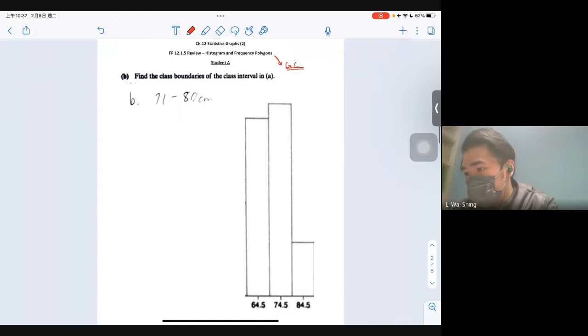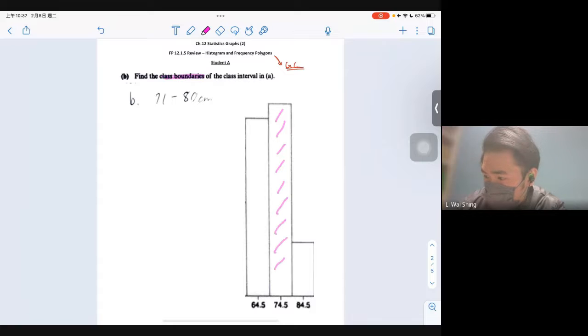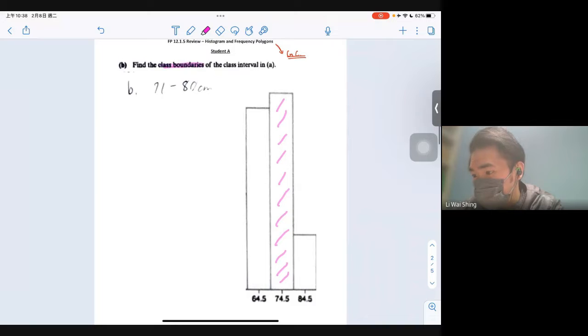So for problem 1, you have been given this histogram and you want to find the class boundaries of this bar. Some of you give me this answer as 71 and 80. This is 71 and 80.